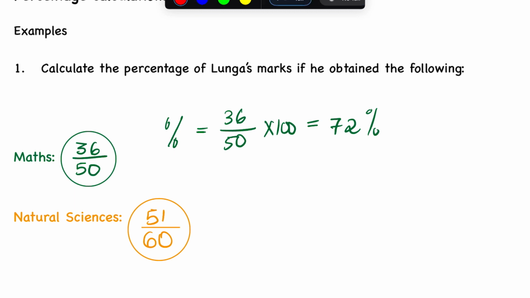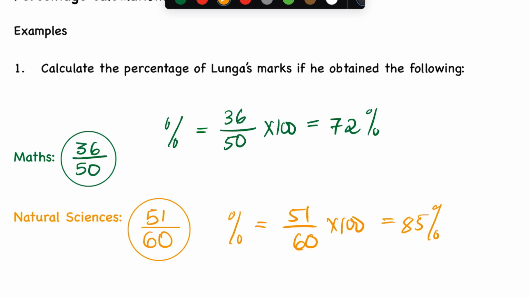Now let's calculate his marks for natural science. He got 51 out of 60. Now we're going to do the same, calculating his percentage. We'll say 51 divided by 60 times by what? By 100. When you punch that in the calculator, 51 divided by 60, it's what? It's 85%. So he passed both his subjects very well.